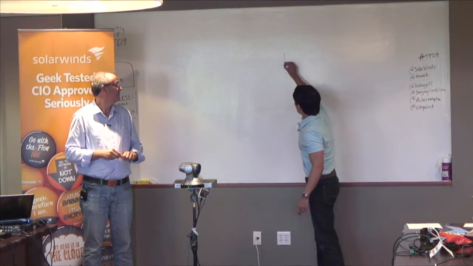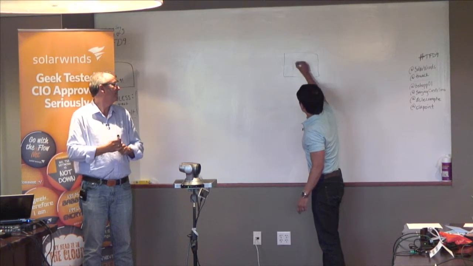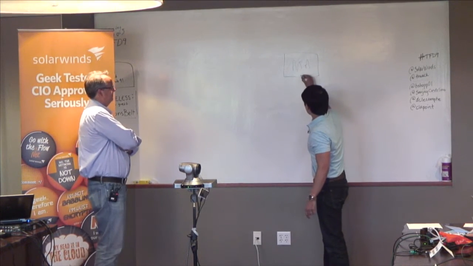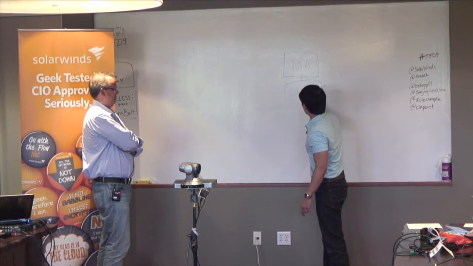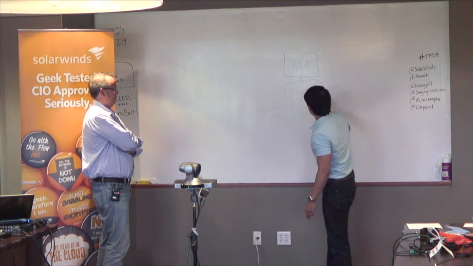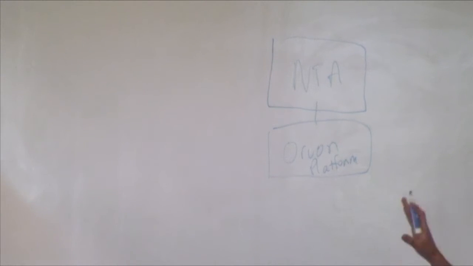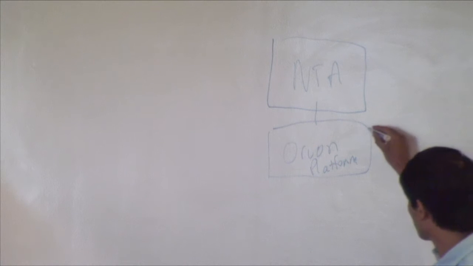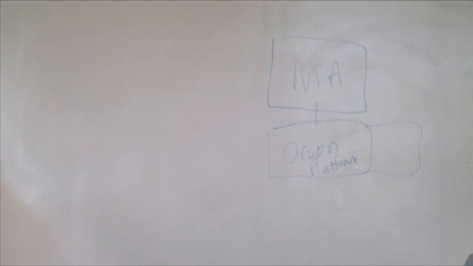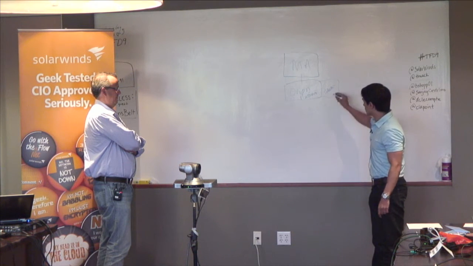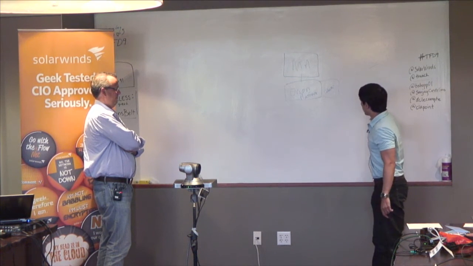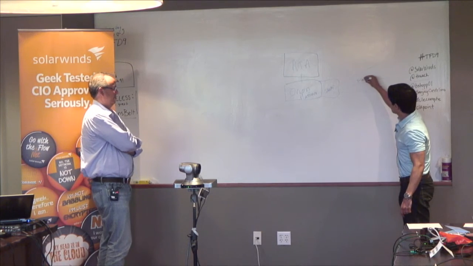But I'll start with big animal pictures, and then he can draw on the details. So we have NTA, we have the Orion platform, and then somewhere in here, again, Joel, give me a little bit of liberty here. There's a box called the collector. Right, and so that is where all of the flow data comes into, right?